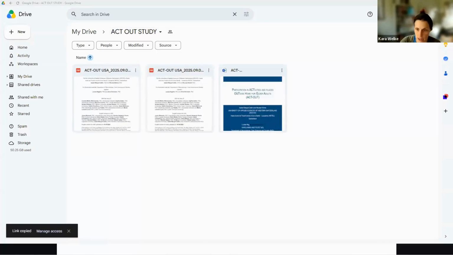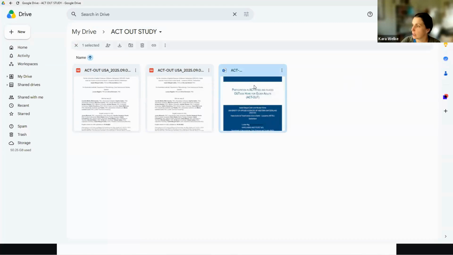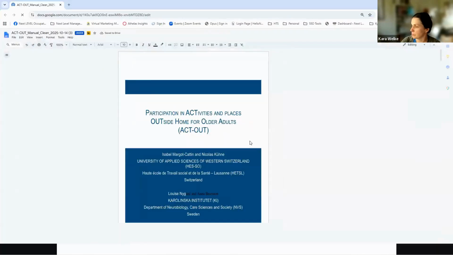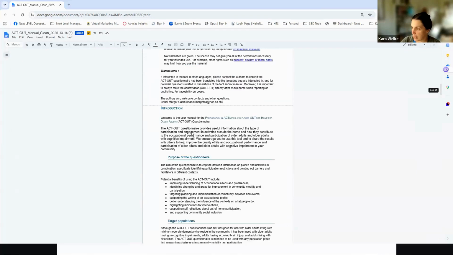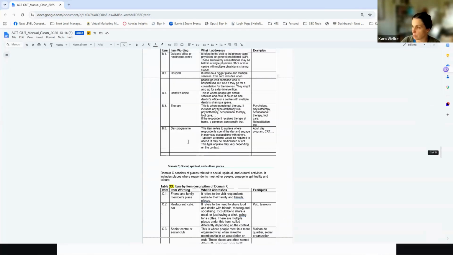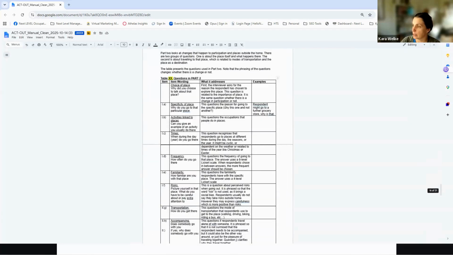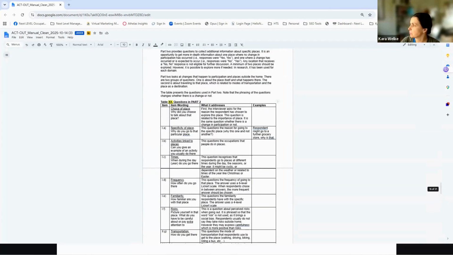And I'll put this in the chat as well for those of you that don't have it. And then I'll put each one of these in here as well. So this is the manual. And we're not going to go through all the manual today, but you'll have access so you can go through the manual and see what we talk about there. But that's in there.